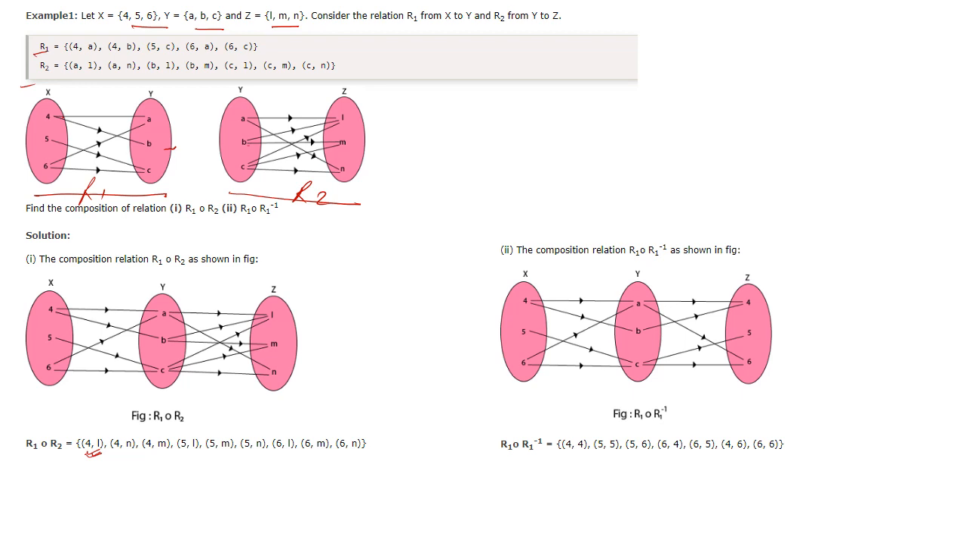So you can take these two and traverse all the possible paths. From 4 to A you can go to L or you can go to N. So 4L, 4N. You can either take this path 4L or you can take this path 4N. You can take 4L or you can take 4M. This will give you this pair and so on. Right? So this is how you can find out the composition.